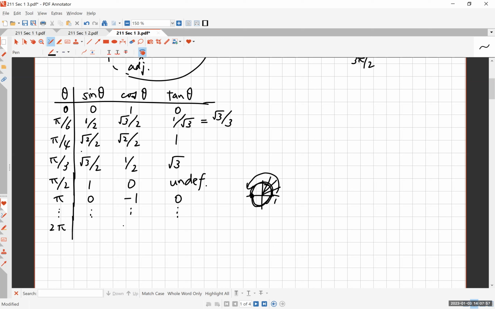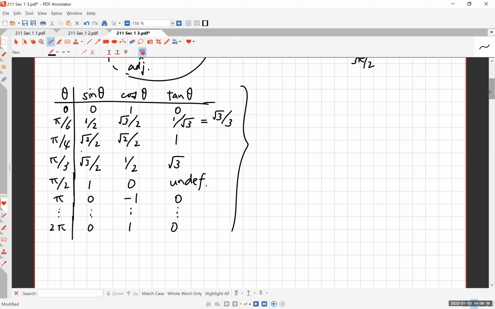Now, by the time you get to 2 pi, you get the same thing as where theta is equal to 0, so you get 0, 1, 0 as well. Okay, so this kind of thing, these values, you should be able to just recall and know these numbers by heart.